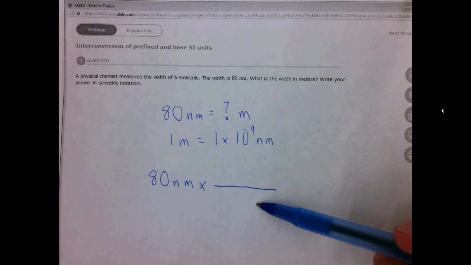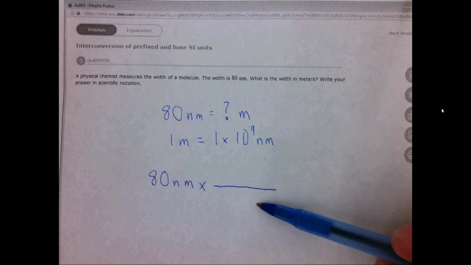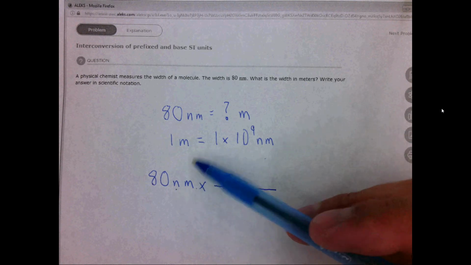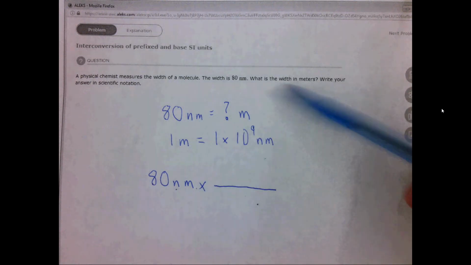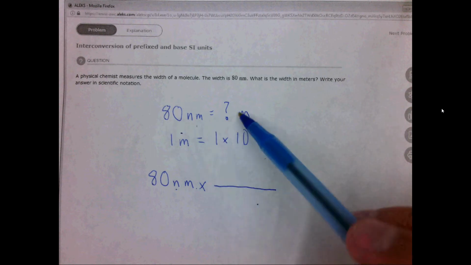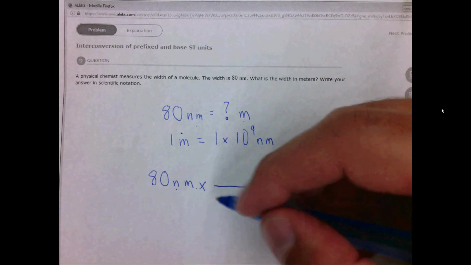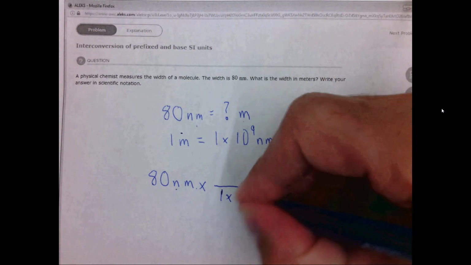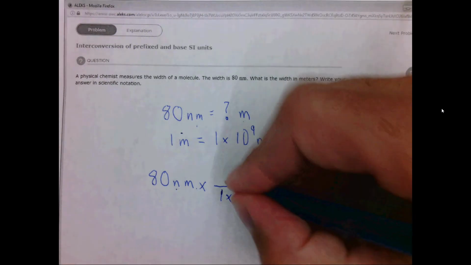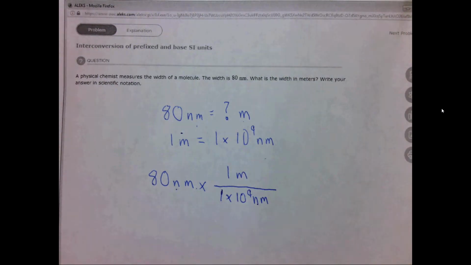The one that goes on the bottom is always the unit you're trying to cancel out. So in this case, we're trying to get rid of nanometers and find how many meters this is, because that's what the question originally asked us to do. It asked us to figure out 80 nanometers is equal to how many meters. So to get rid of nanometers, we need to put 1 times 10 to the 9 nanometers on the bottom. On the top, we want to put 1 meter.